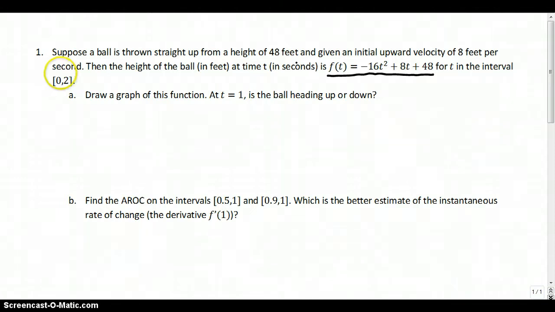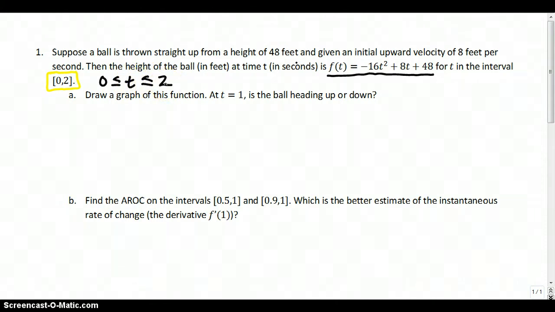If you're looking at this notation right here, remember that this notation expresses an interval. When you see those square brackets, it's an interval that includes the endpoint. So this is the interval that starts at 0 and goes all the way up until t equals 2, between 0 and 2.